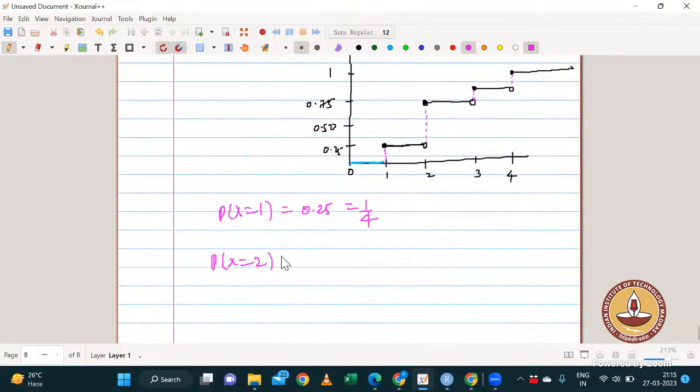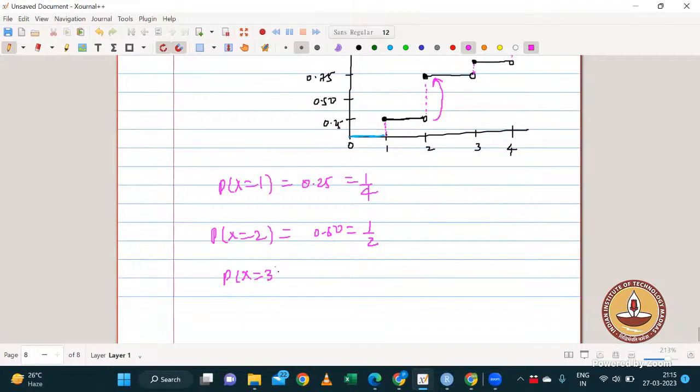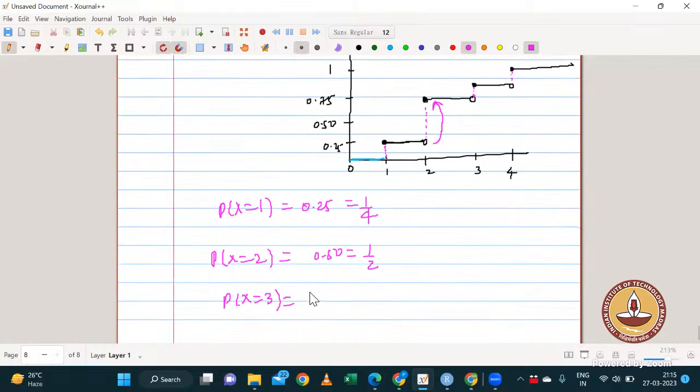Okay, so how much jump at x equal to 2? 0.25 to 0.75. How much jump is there? 0.5. That means 1 by 2. How much jump at x equal to 3? 0.75 to 0.875, so it will be 0.125. Is it 0.875 minus 0.75, right? 0.125, right? Yes, sir. So it's 1 by 8.